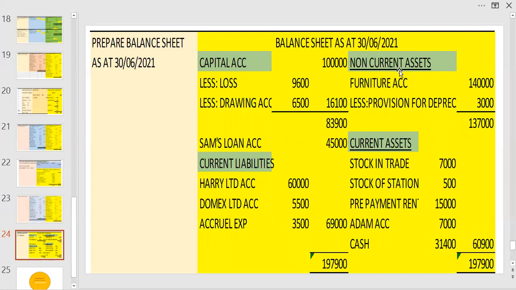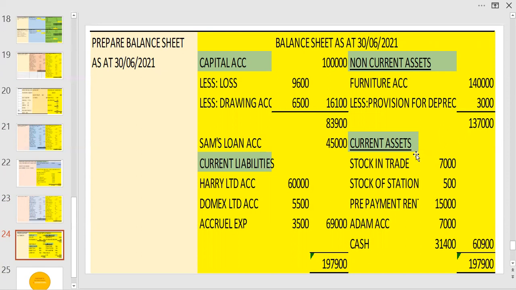Non-current assets. As per accounting standards, you will have to show the historical cost of the assets, which is 140,000, which is shown here, and the provisions for depreciation all will have to be shown separately, and the net amount is expected to be shown. So it is shown that way.